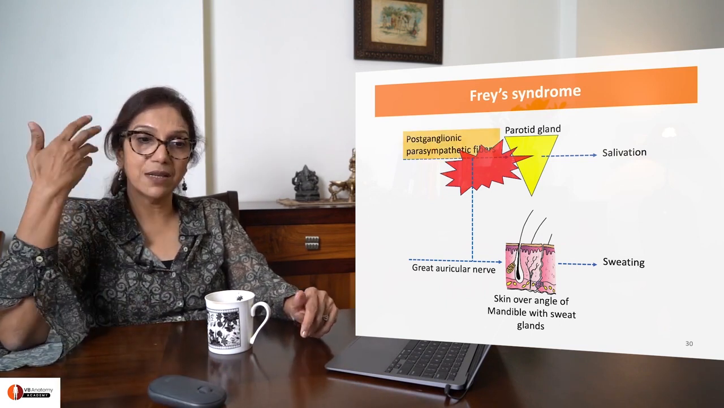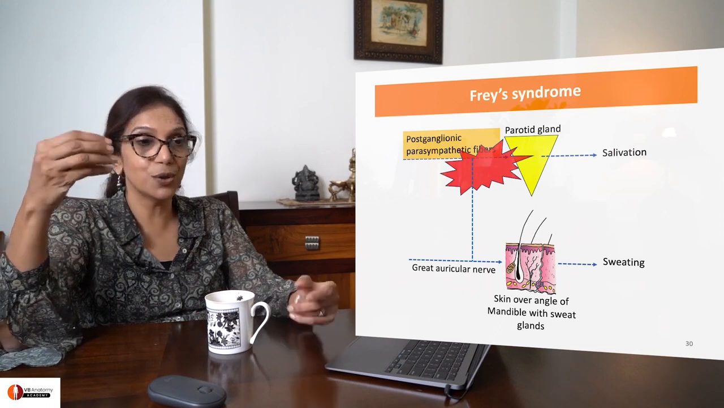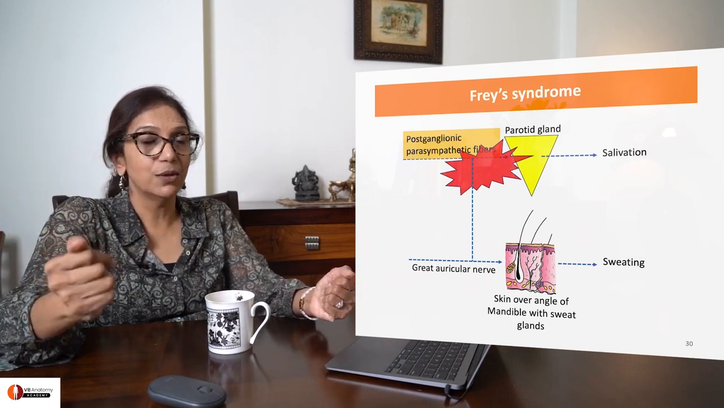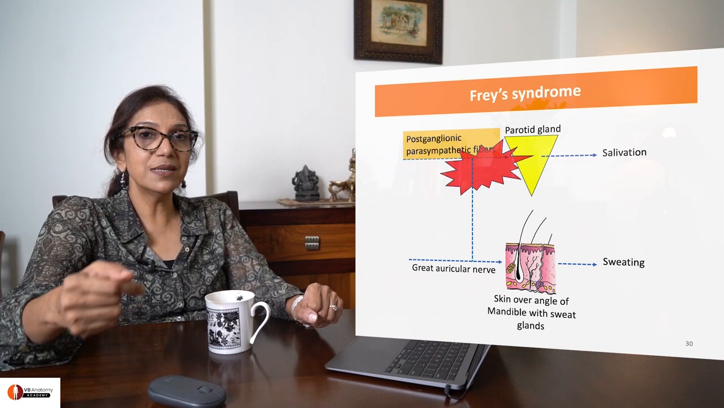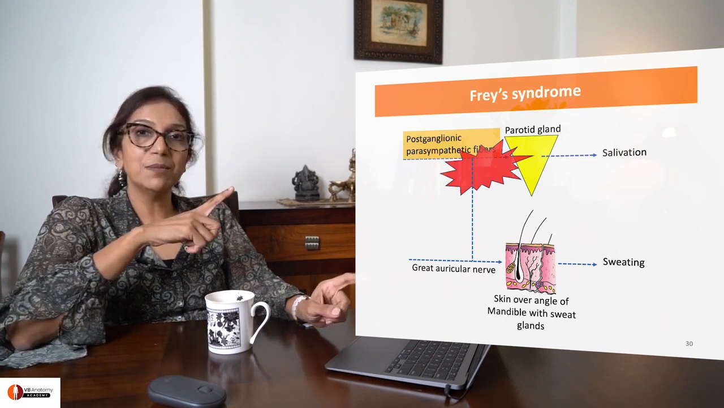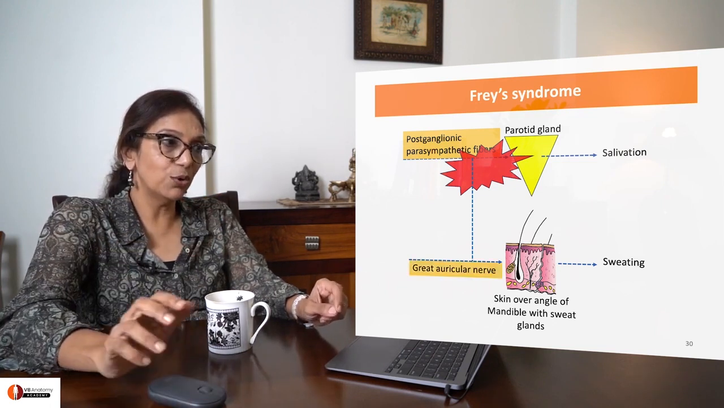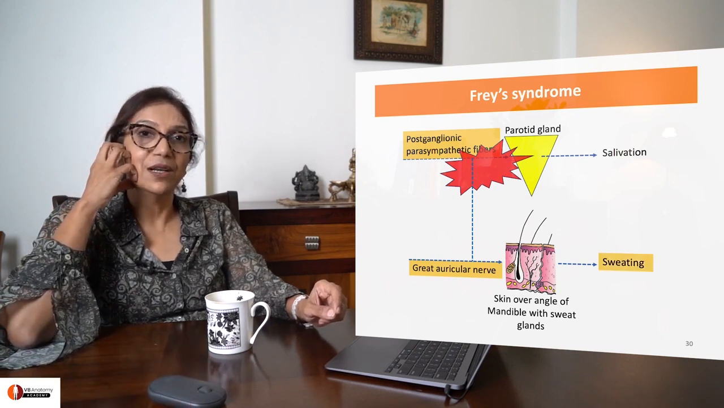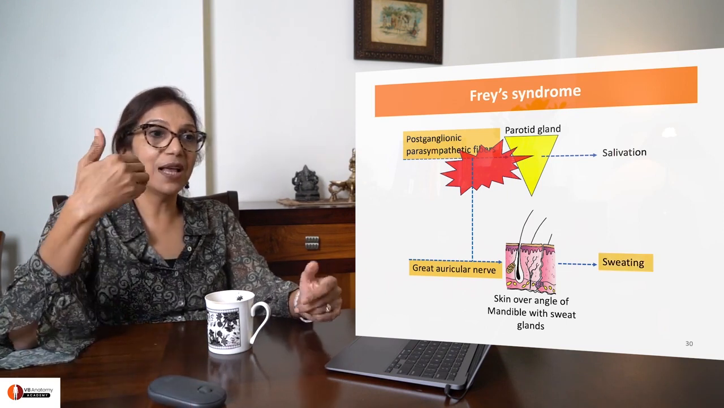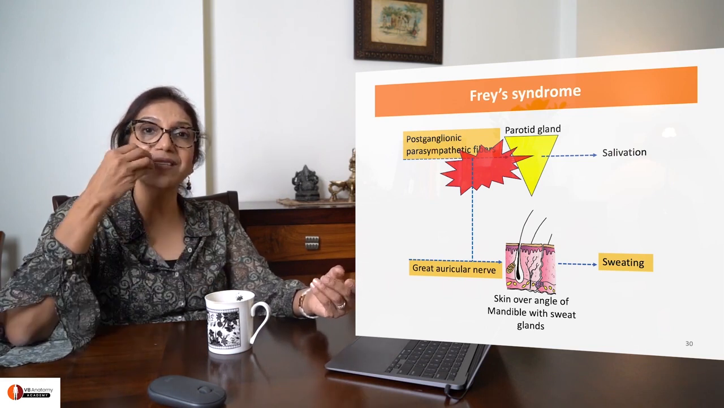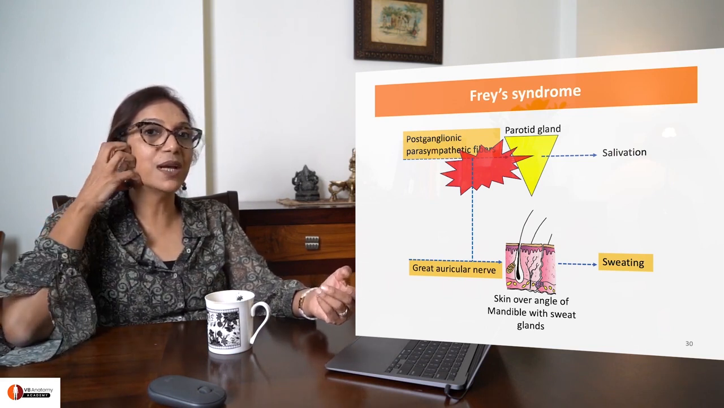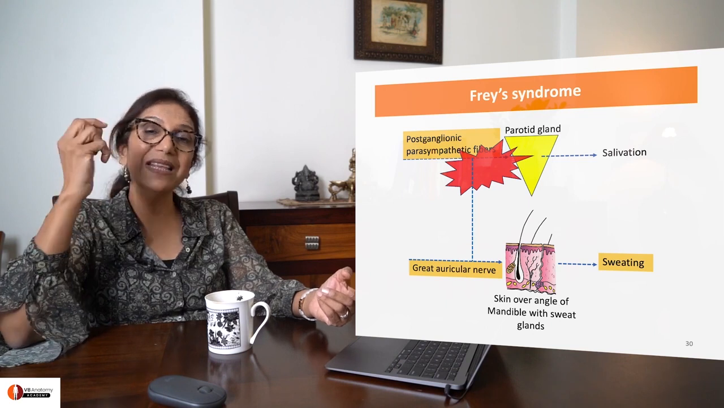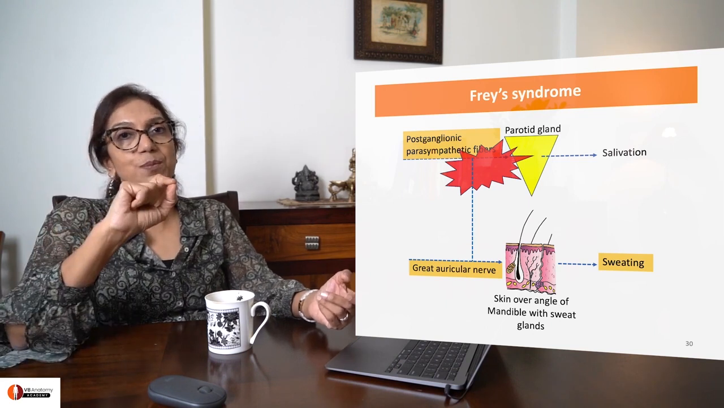Now what happens? Whenever there is stimulation to salivation, for example, I saw the great cake, chocolate cake. So what happens? Now the stimulated parasympathetic fibers stimulate the great auricular nerve to cause sweating on the surface of the face. So isn't that amazing? That when I'm seeing chocolate cake now, instead of salivation, I'm getting sweating over my face. This is called as Frey's syndrome.